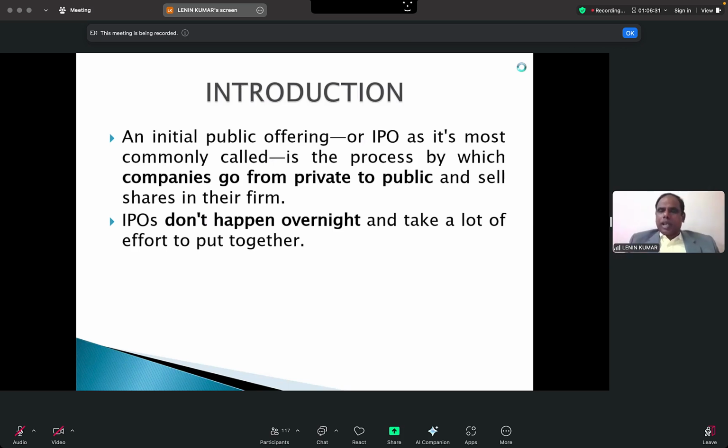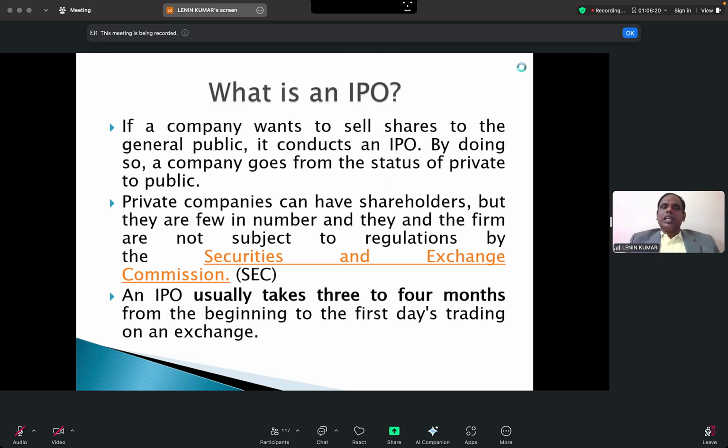There are lots of procedures to be followed. So today we are going to discuss what are the procedures involved in this IPO. If a company wants to sell shares to the general public, it conducts an IPO. First of all, what is IPO? Initial means first. Initial public offering. The name itself will give you a clear-cut explanation.